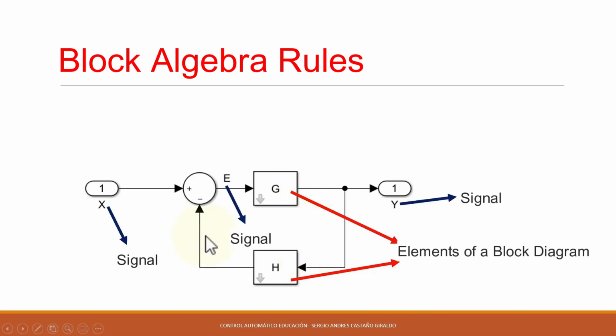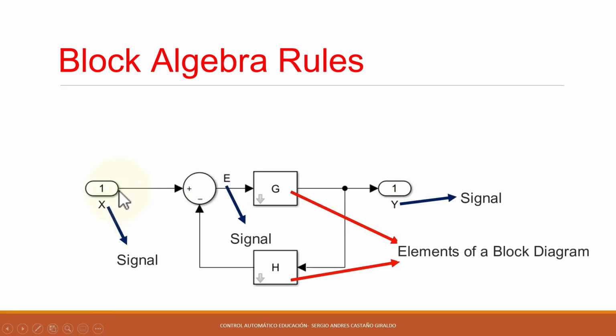Additionally, in a block diagram, we can also find signals. Signals are variables that can be represented by any letter. In this case, the signal X, the error signal E, or the signal Y, which is the output signal. These signals are actually the arrows that we see here in the block diagram. We can see that a signal only has a single direction.